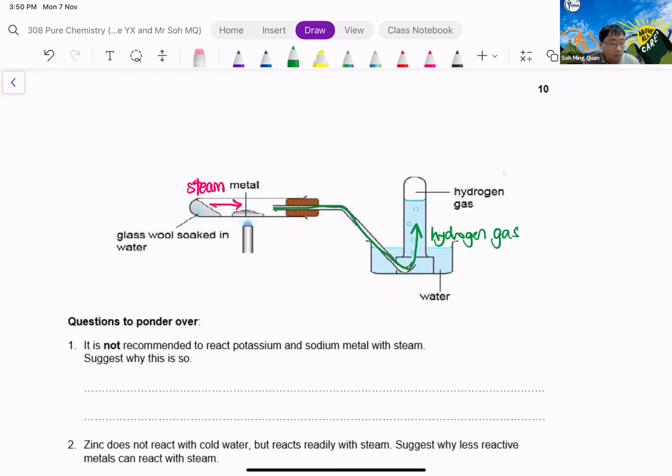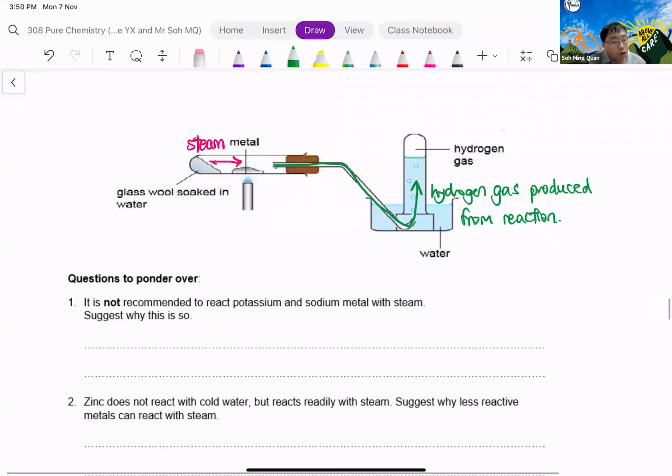And where did it come from? It was produced from the reaction. Okay, so that's how you would collect the hydrogen gas using displacement of water, which is perfectly fine because hydrogen gas is insoluble in water. So since the gas is insoluble in water, you can use displacement of water to collect it. Could you have used upward delivery? Yes, you could have.